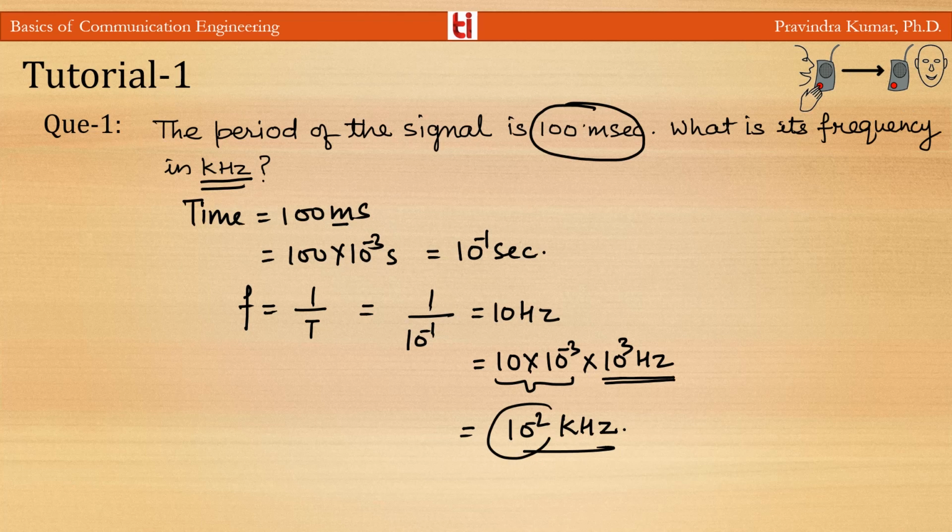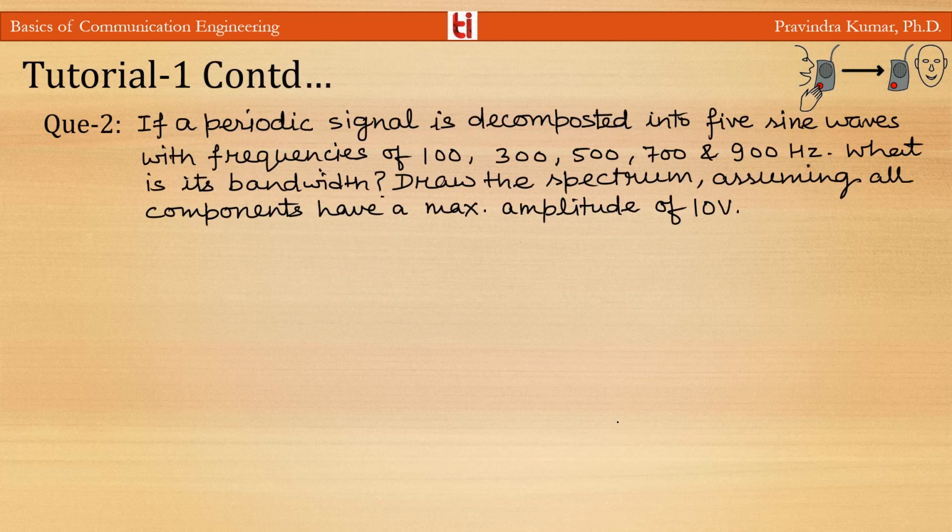Now another question: if a periodic signal is decomposed into 5 sine waves with frequencies of 100, 300, 500, 700 and 900 Hz, what is its bandwidth? And draw the spectrum assuming all components have a maximum amplitude of 10 volts. So here the composite signal is decomposed into 5 sine waves, having different frequencies.